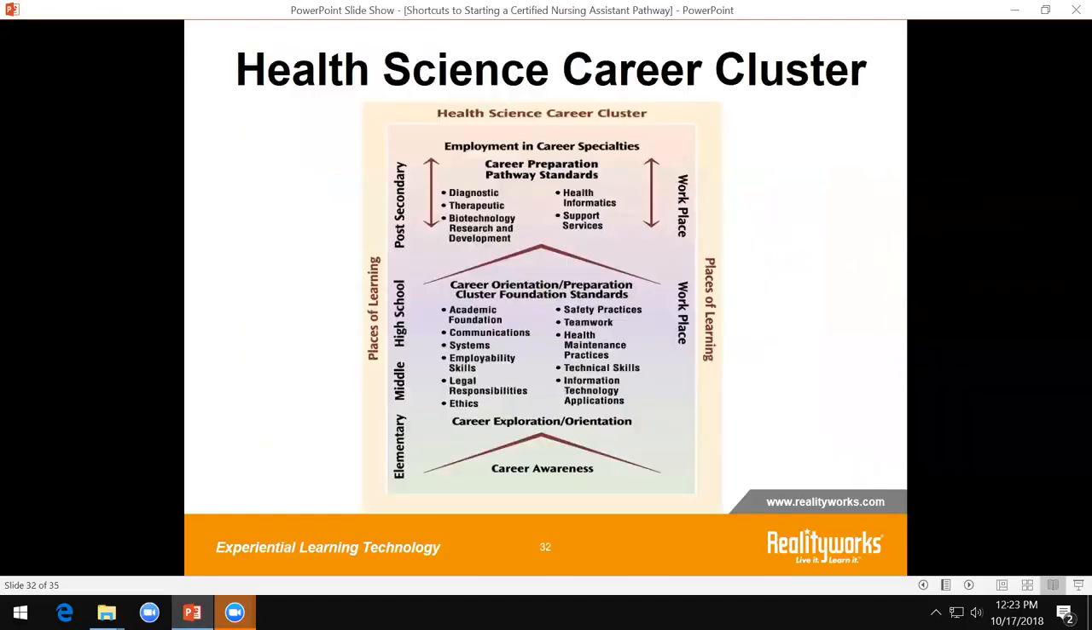So here's just a great visual from the National Consortium for Health Science Education that summarizes how the health science career cluster leads to filling the skills gap that we have currently in health science careers. It begins with that awareness in the early grades. It gradually progresses to foundational knowledge and skills learned in high school, leading to specialized knowledge and skills in those 5 pathways learned through post-secondary coursework and in the workplace. So I thought this was just a great visual from that organization that I wanted to include.